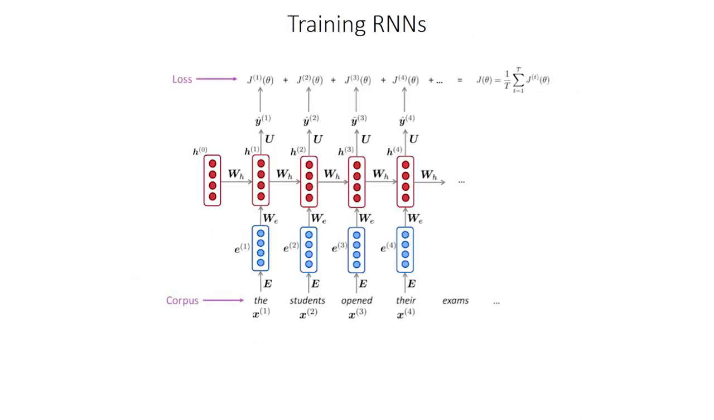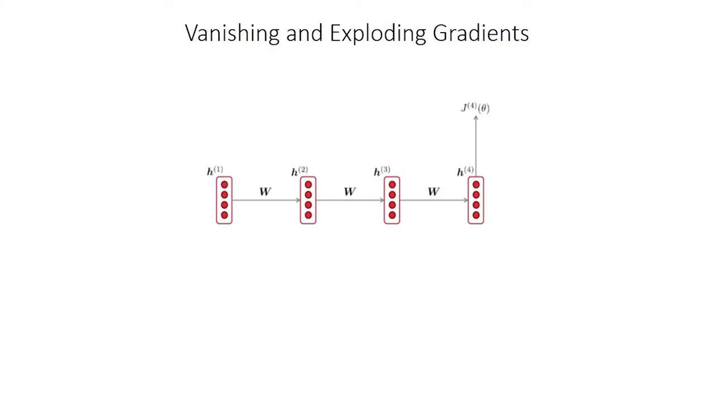So when you're training it, your objective function is going to give you a value for each and every word, at every time step as you go along your observations, and then you just get the average over there. But one problem we will have with this is that capturing long distance relations becomes very difficult, and that comes from the problems of exploding and vanishing gradients.